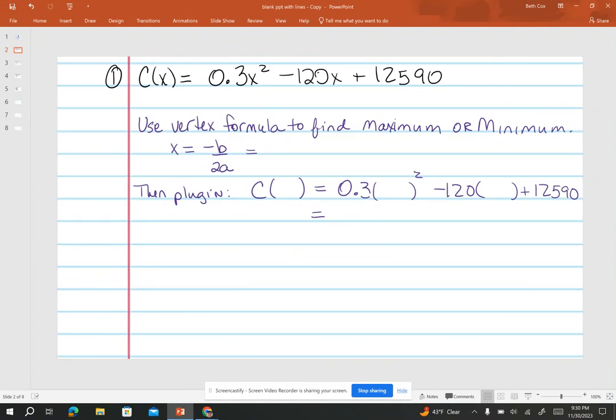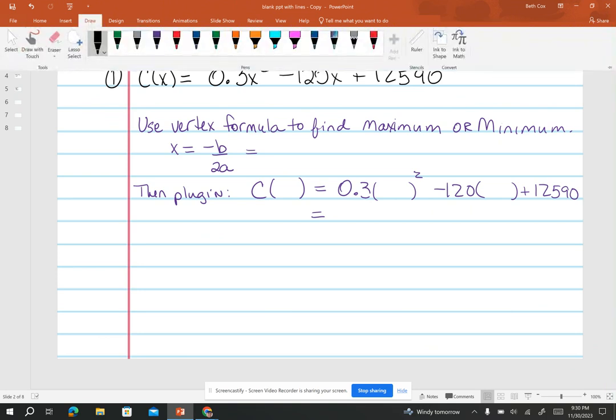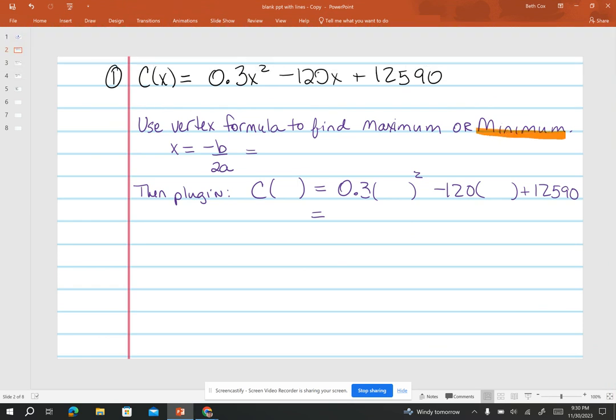Let's jump right in. This is a word problem that you will find in your homework, and it talks about the number of genes that are produced, and we have a function that represents the cost of these genes, and we're looking to find the minimum daily cost. So anytime a question asks for a minimum, we're always going to use the vertex formula.